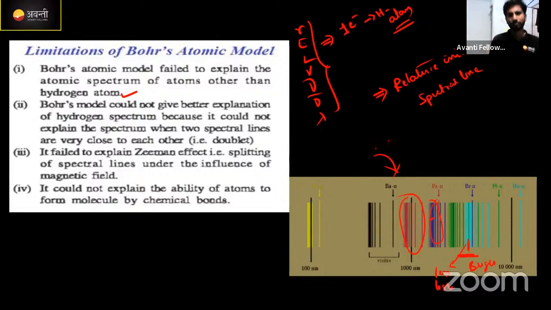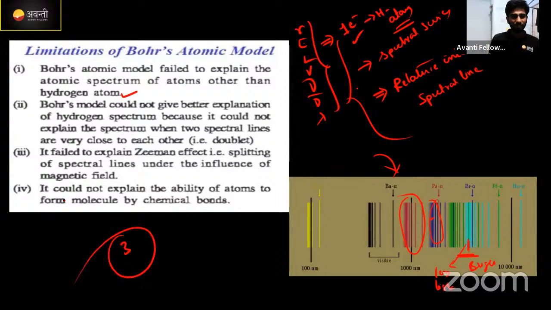We couldn't explain, first thing, a single electron. Second thing is the lines in spectral series. And third one, the relative intensity of a spectrum. We couldn't explain it properly. Right now, these are the main limitations of Bohr's atomic model. Clear? 15, it is enough.